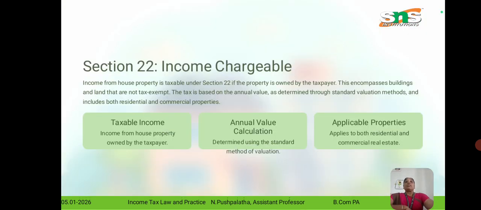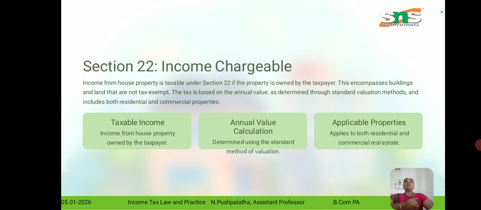Next, the income chargeable. The types of properties are divided into four types. First one is self-occupied property (SOP). Next one is let out property (LOP). Third one is deemed let out property. Fourth one is partially self-occupied and partially let out.